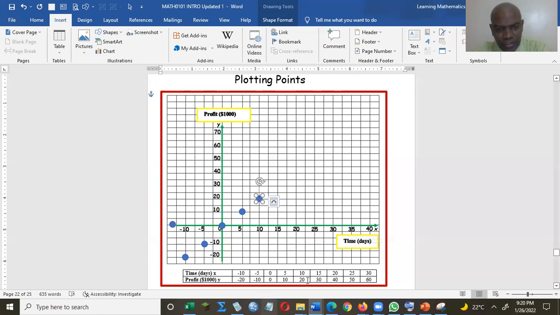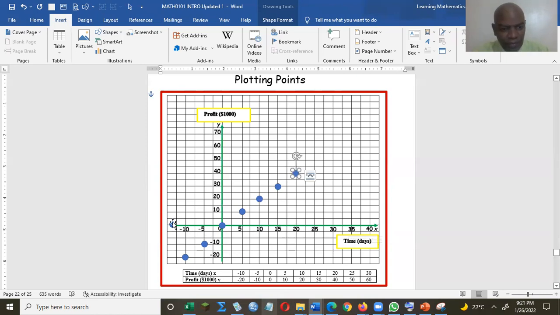The next point is 15, 30. So we look for 15 on the x, 15, and then we look for 30 up, so we have to go upwards for $30,000. And here's the point, 15, 30. Next one is 20, 40. So we look for 20 days on the x, and we go up to look for $40,000 profit right here.